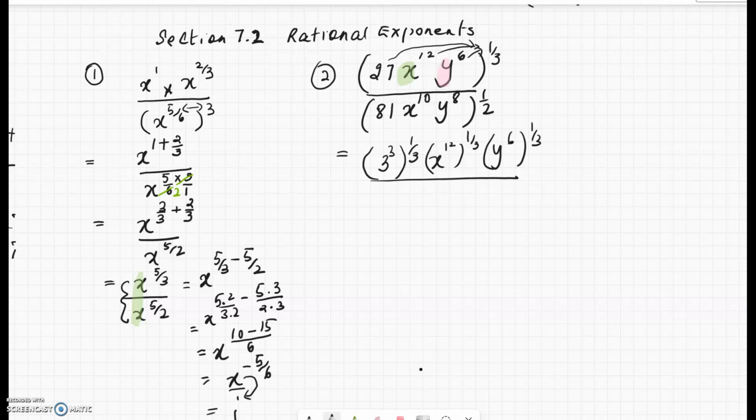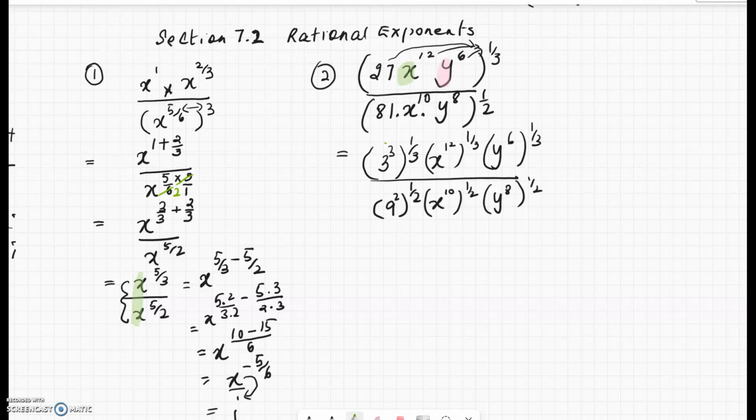Same thing in the denominator. I'm going to write 81 as 9 squared, whole to the half. That's the rule of exponents. Each term, since it's multiplied together, each term is going to be raised to the power of half. And then you have y to the 8th to the half.